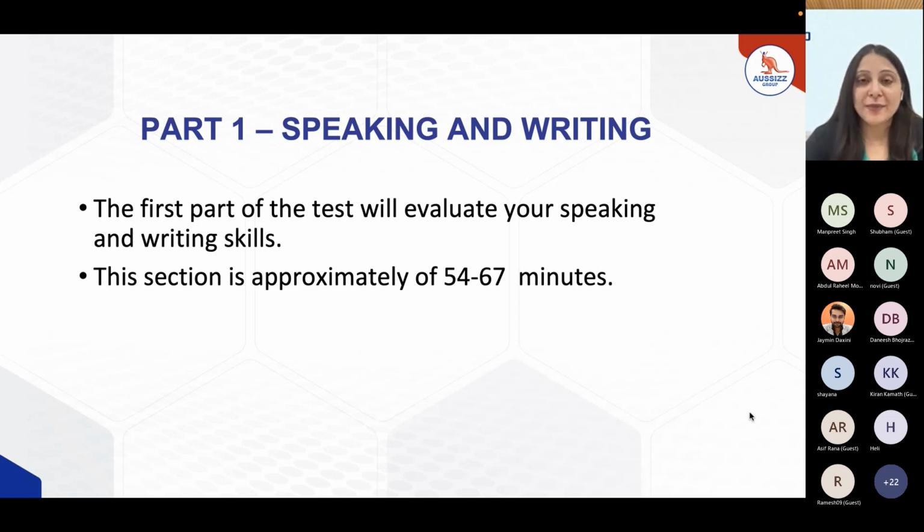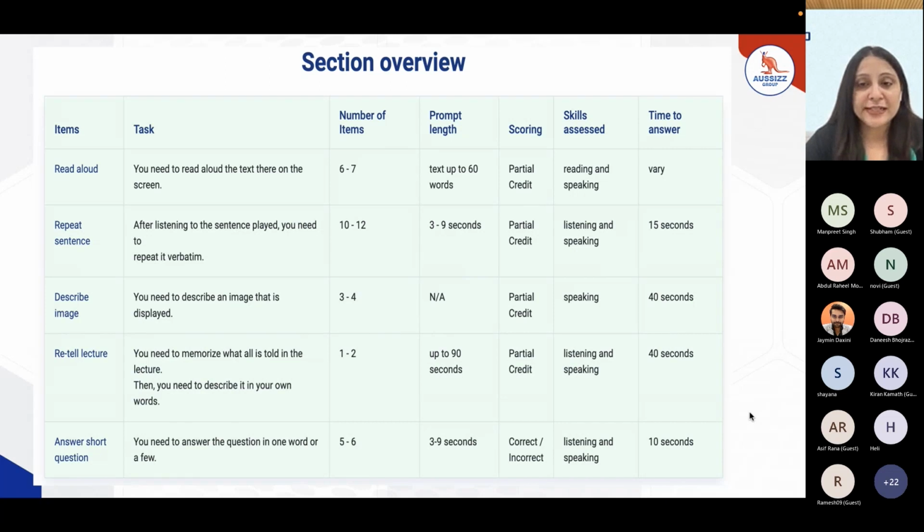After the mic check and headset check, there will be an introduction part where you have to introduce yourself for 1 minute. After that, your timer will start, right? This timer will start from question number 1 of the speaking section, which will include your read aloud. So this is a section overview only for the speaking section.